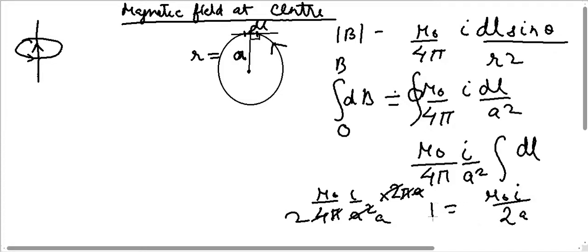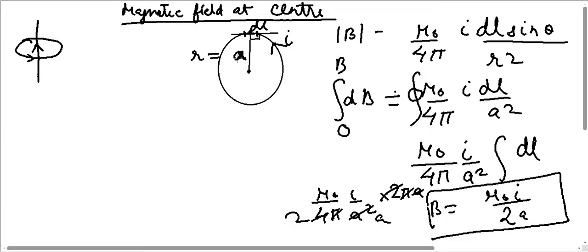So the magnetic field at the center of a circular wire which is carrying a current I and has a radius a, the magnitude of the magnetic field is given by B is equal to mu naught I by 2a. Now what about the direction?